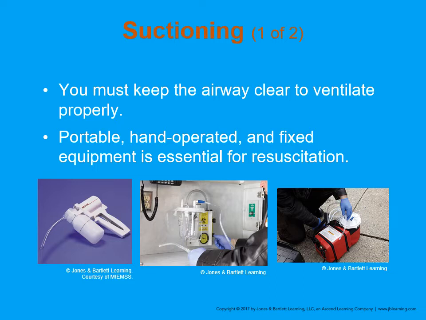Suctioning equipment. You have portable, hand-operated, and fixed equipment that are all essential for resuscitation. A portable suction unit must provide enough vacuum pressure and flow to allow you to suction the mouth and the nose effectively. Hand-operated suctioning units with disposable chambers are reliable, effective, and relatively inexpensive. A fixed suctioning unit should generate airflow of more than 40 liters a minute and a vacuum of more than 300 millimeters when the tubing is clamped.